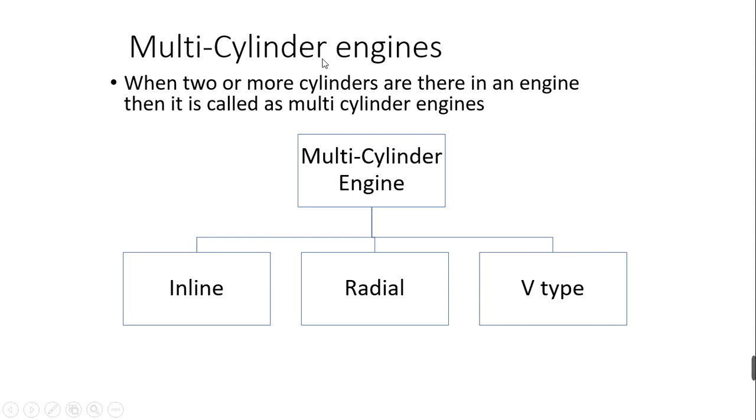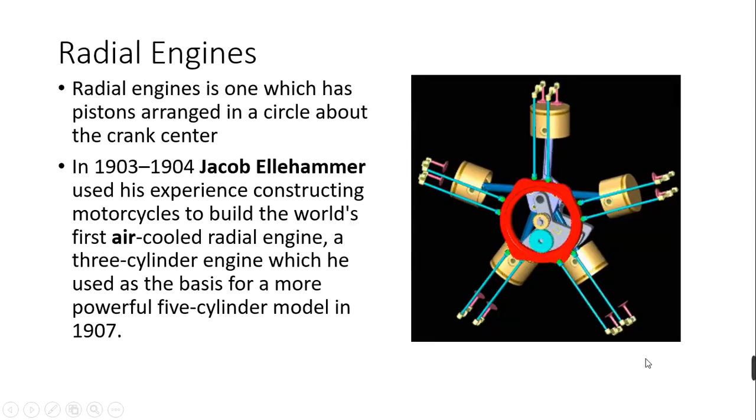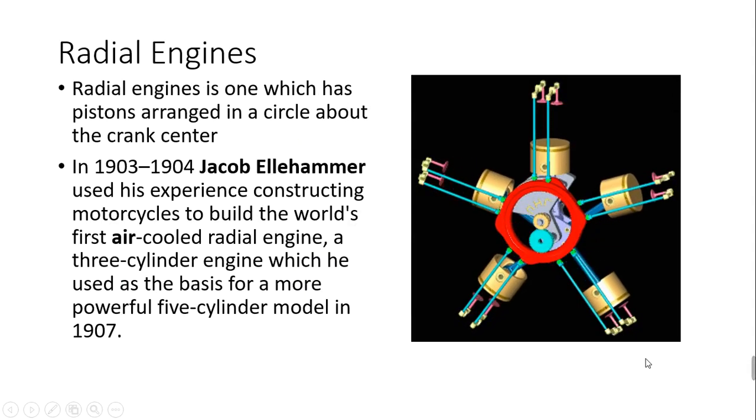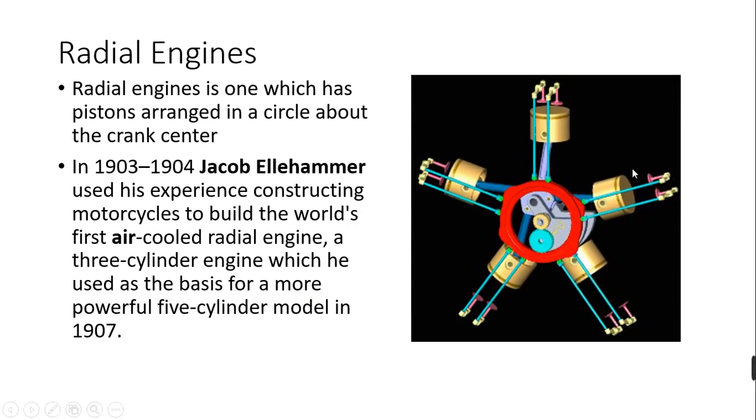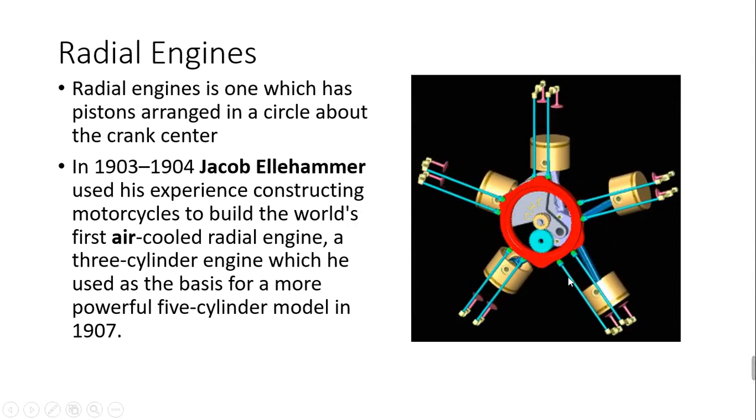Multi-cylinder engines, according to the arrangement of the cylinders, are classified into three: that is inline engine, radial engine, and V type. Of this, inline engine you have studied, and we are now moving on to the radial engine. So what is a radial engine? See, this is the animation showing the working of a radial engine.